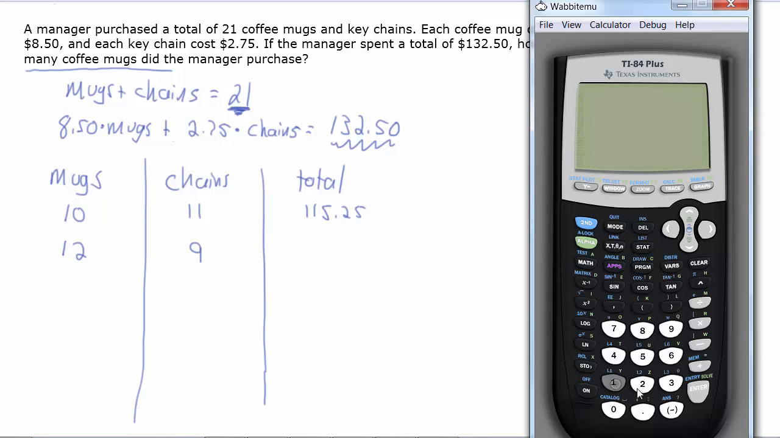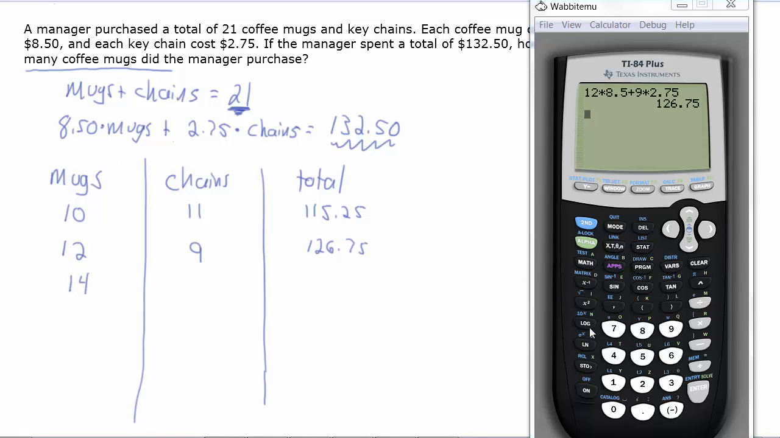So if I go 12 times $8.50 plus 9 chains times $2.75 per chain, I get $126.75. Still a little bit too low, but getting closer. Let's try 14. So then I would have 7 chains, so 14 times $8.50 plus 7 times $2.75. I get $138.25, which means that the number of mugs must be between 12 and 14.